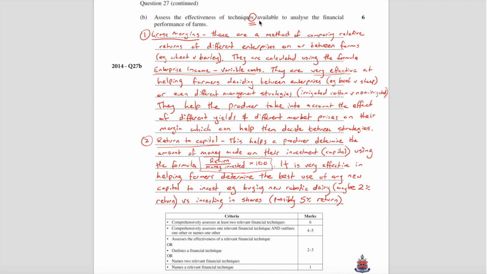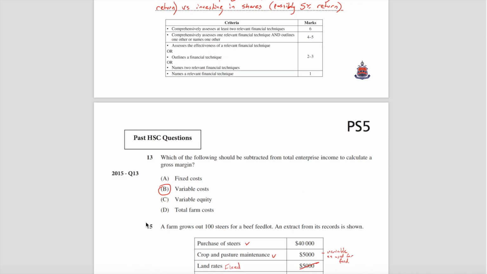You need to assess how effective they are at analysing the financial performance of farms. So I've basically talked about them, what they're used for, how you calculate them. In both cases, I've given the formula, and then I've assessed it. So you'll see I've written very effective, and why they are very effective. So I have comprehensively assessed both of them, rather than just comprehensively assessing one. I haven't outlined any. I've comprehensively assessed them to get 6 marks there.